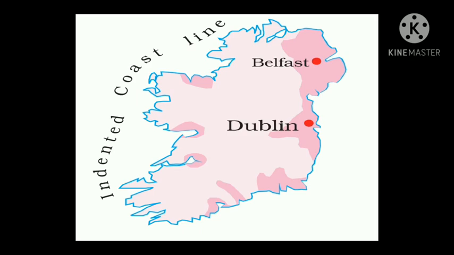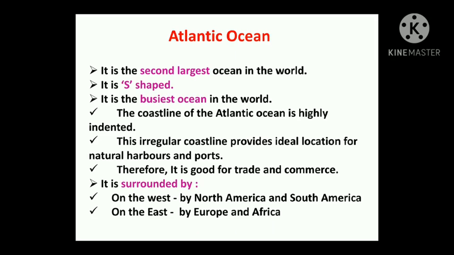Do you know what is indented coastline? Indented coastlines are those coasts where the coastline is not smooth and there are a number of cuts and bays all along the coast giving rise to a number of deltas and creeks. That is why this irregular coastline provides ideal locations for natural harbors and ports. Therefore, Atlantic Ocean is good for trade and commerce. From this point of view, it is called the busiest ocean in the world.